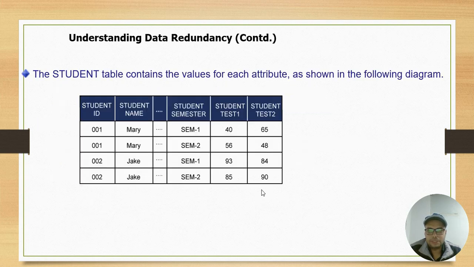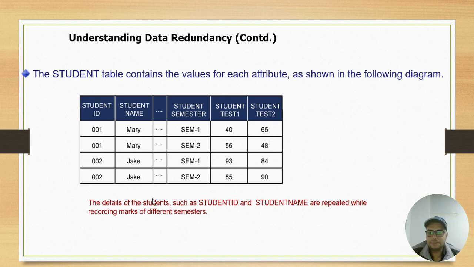So let's proceed. As you can see, the student table contains the value for each attribute as shown in the following diagram. You can see student ID, student name as column names, then student semester number, and student test 1, test 2. So what is happening in this table? As you can see, the details of the students such as student ID and student name are repeated while recording marks of the different semesters. Right? So each semester the student ID and name are repeated.